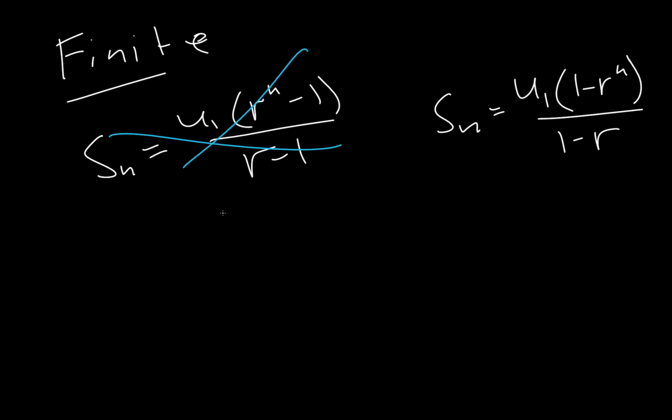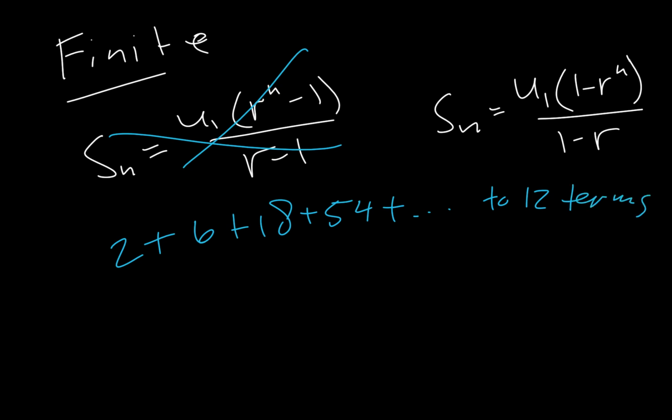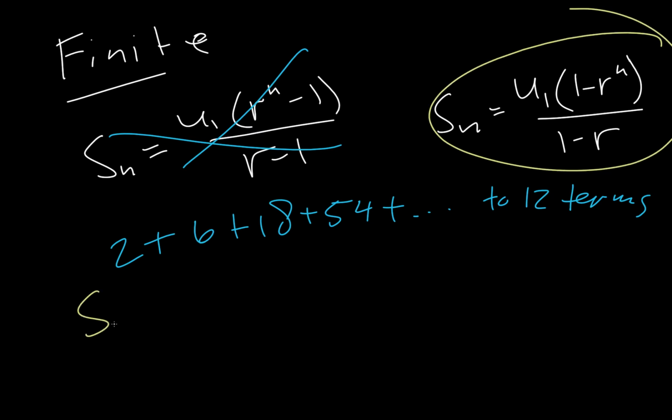Now if we go to example 28, it says find the sum of 2 plus 6 plus 18 plus 54 plus ... and it wants us to go to 12 terms. So we use our equation here. We're trying to find the sum out to 12 terms. We have our first term, which is 2, and then r, our common ratio. What are we multiplying by? Well, it looks like 3. 2 times 3 gives us 6, 6 times 3 is 18. And so our r is equal to 3.